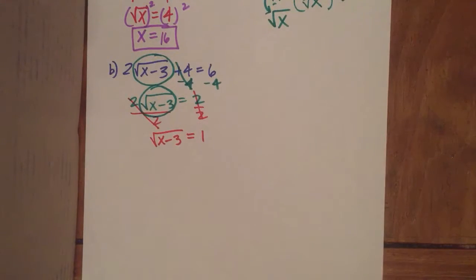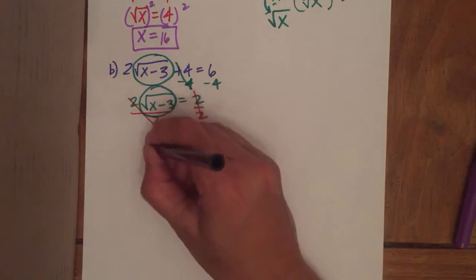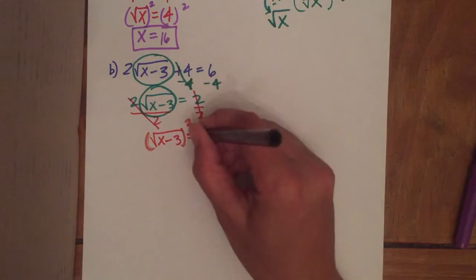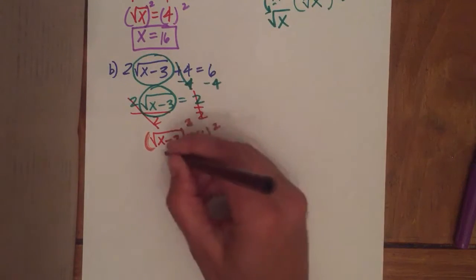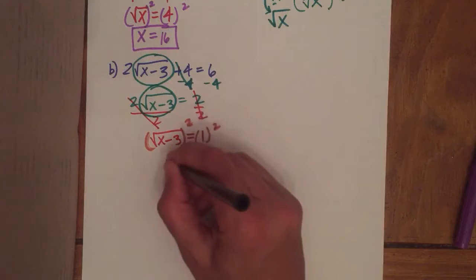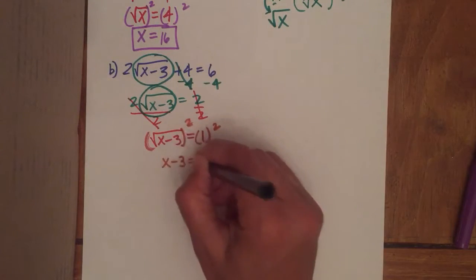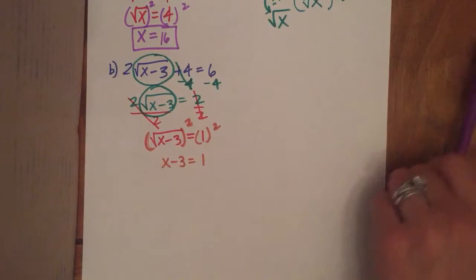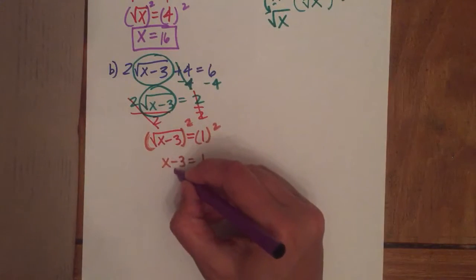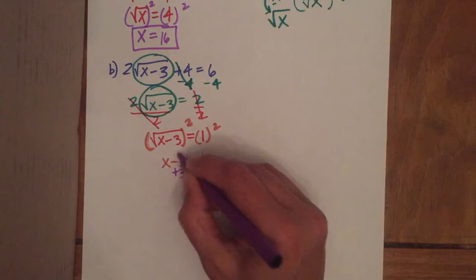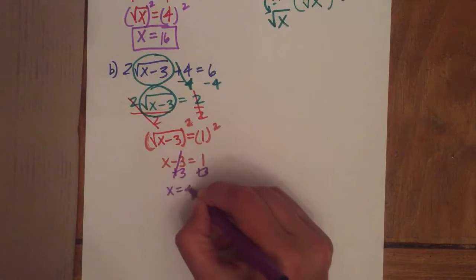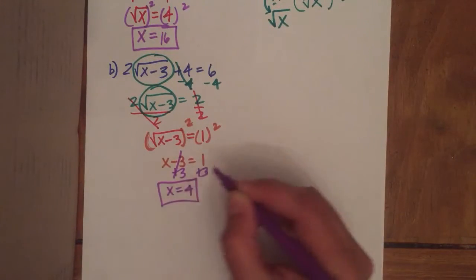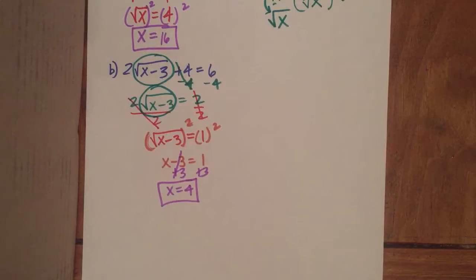So now I'm going to square both sides. The reason I'm going to square both sides is because I have square root and I want to do the inverse operation. So square root squared is just x minus 3 equals 1. And to solve it and finish it, I'm going to add the 3. So x equals 4. So that's how I solve that one.